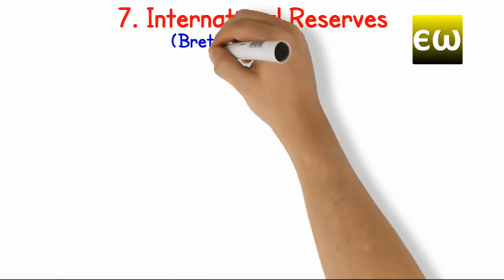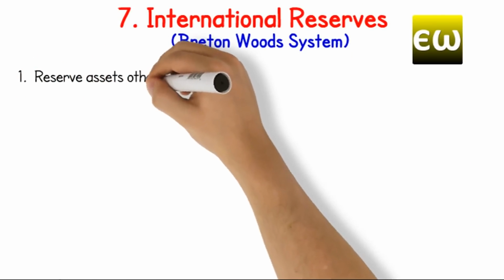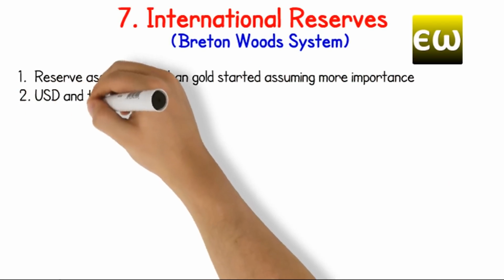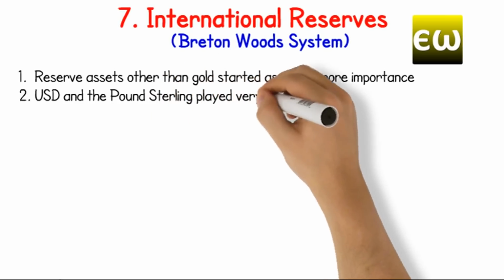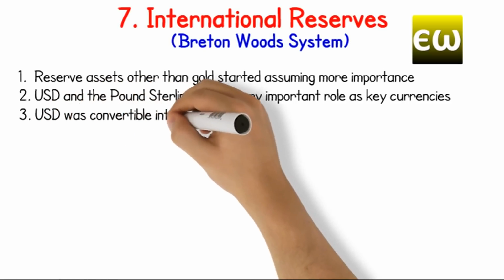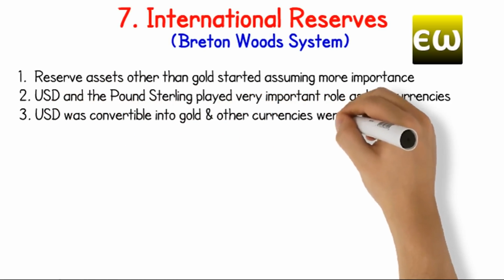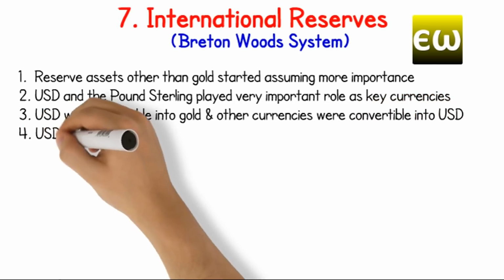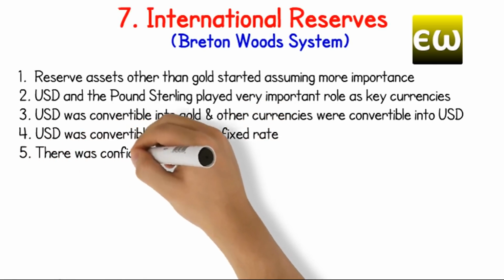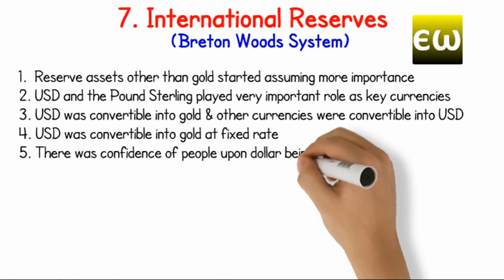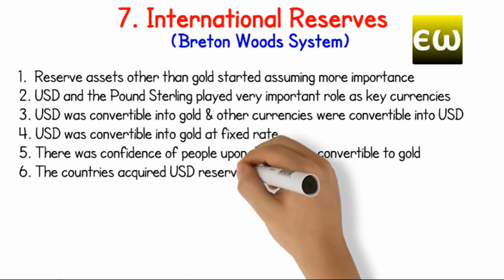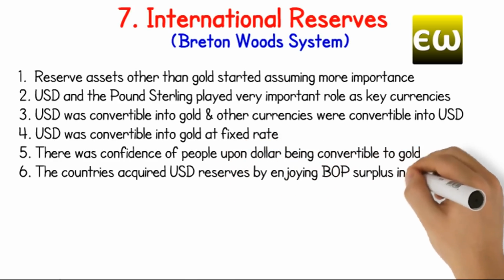International reserves. Reserve assets other than gold started assuming more importance. Dollar and the pound sterling played very important role as key currencies. Dollar was convertible into gold and other currencies were convertible into dollar. Dollar was convertible into gold at fixed rate. There was confidence of people upon dollar being convertible to gold. The countries acquired dollar reserves by enjoying BOP surplus in terms of dollar.